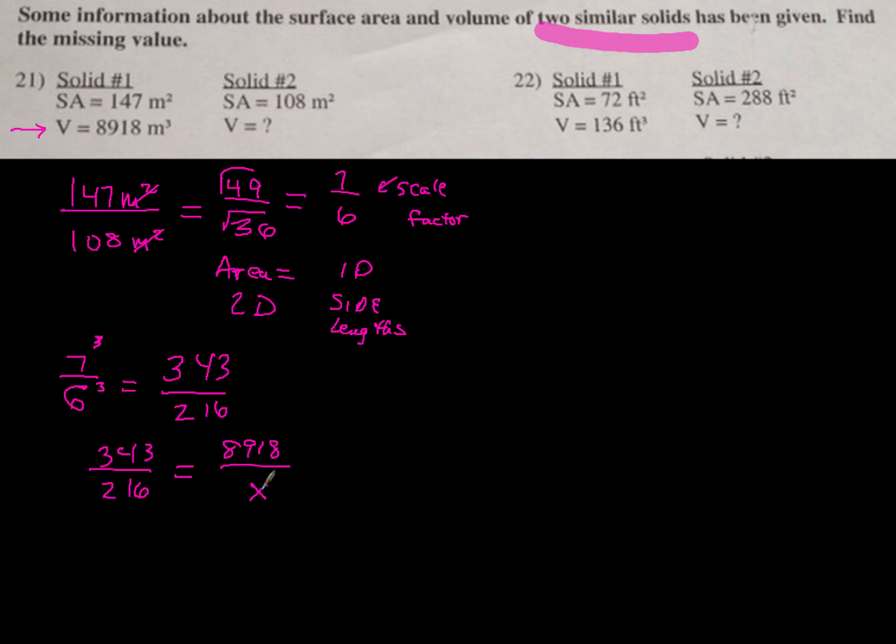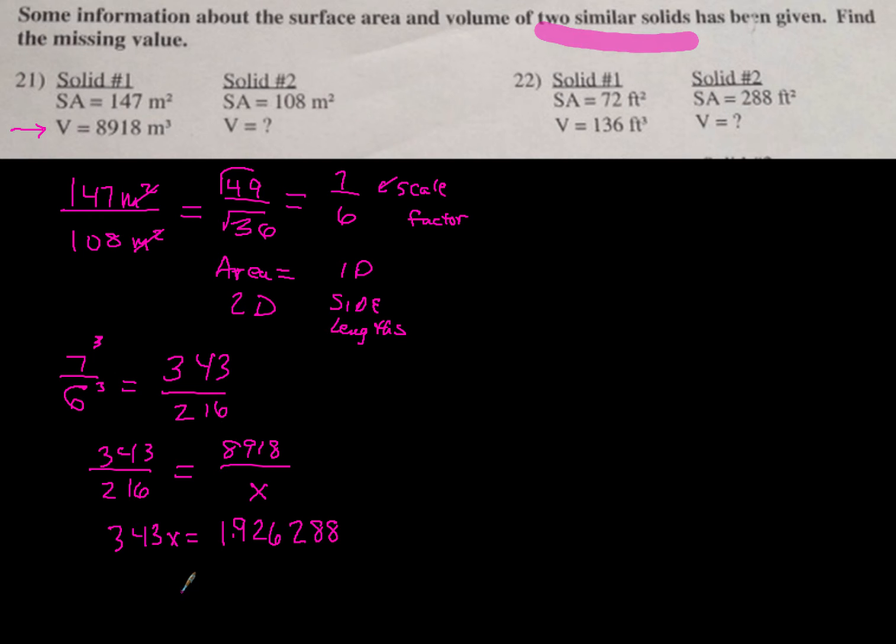Good. I think I need a calculator for this one. Yes. So we're going to cross multiply and then divide. So we'll have 343x equals 8,918 times 216. Oh, that's a big number. Yes, but my calculator got it. And what is it? We've got 1,926,288. Oh my gosh, that's huge. But that's okay. That's why we use a calculator.